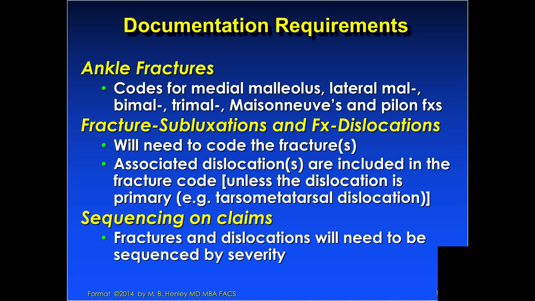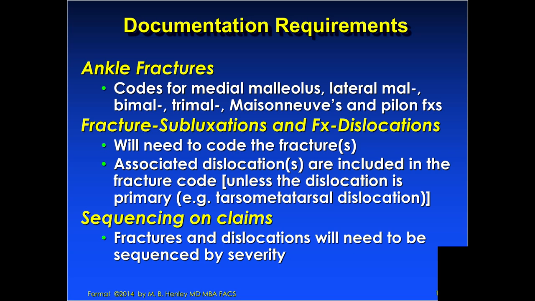For ankle fractures, there are specific codes for medial malleolus, lateral malleolus, bimalleolar, trimalleolar, Maisonneuve, and pilon fractures. In ICD-9, there is no code for pilon fracture or Maisonneuve. Those are new codes introduced in ICD-10. Fracture subluxations and fracture dislocations, we need to code the fracture unless the associated dislocation is felt to be primary. In other words, the dislocation is subsumed in the fracture code unless, for example, the dislocation is primary. So for example, a posterior wall fracture of the acetabulum with a dislocated hip, the primary problem is likely the wall fracture. It doesn't mean you can't also code the dislocation, but it may be subsumed. It may not be necessary.